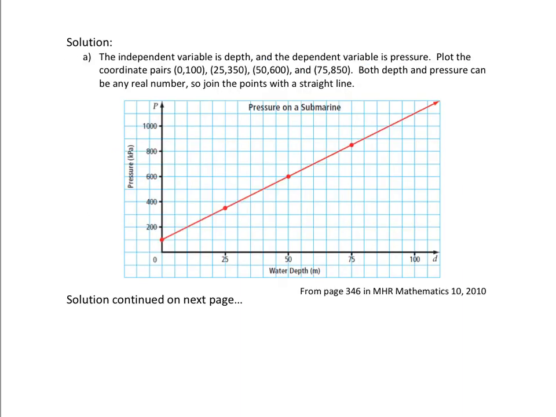To create the graph of the data, we plot the points in the table on a chart on our graph, where water depth in meters is on the horizontal axis, or the d-axis, and the pressure in kilopascals is along the vertical axis, or the p-axis. Once you plot those points and join them with a line, that will show you the pressure of the submarine as compared to the depth of the water.